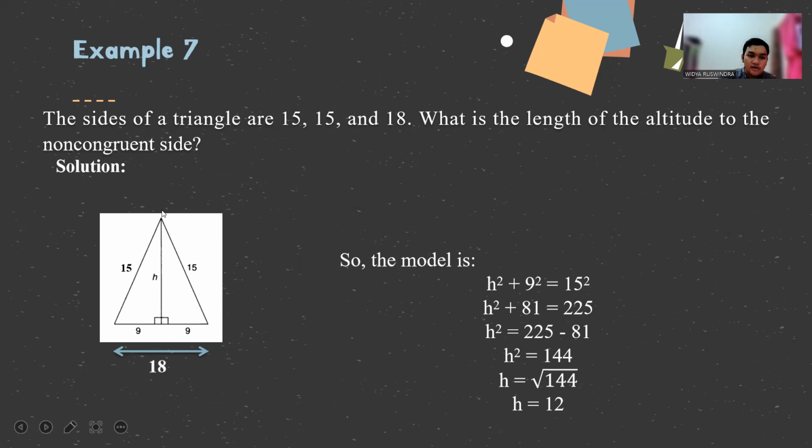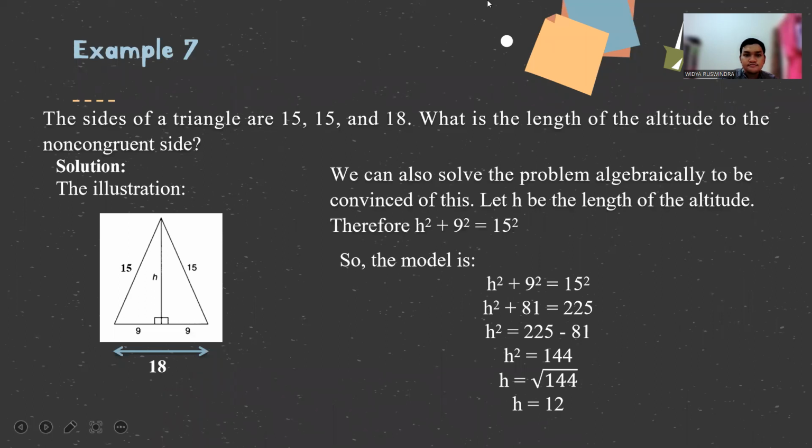So we can draw a line in the middle, and we get two triangles, and we divide 18 by 2 and get 9 and 9. So the hypotenuse is 15, the altitude is h, and the base side in this triangle is 9. So we can find the h value with Pythagoras. So we get the model: h squared plus 9 squared.